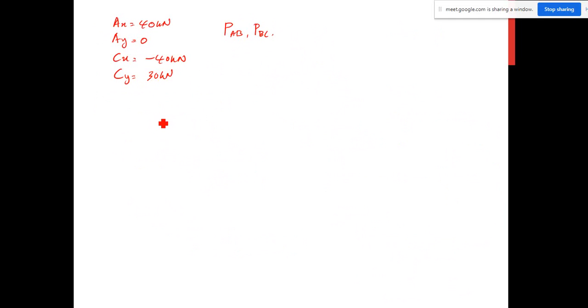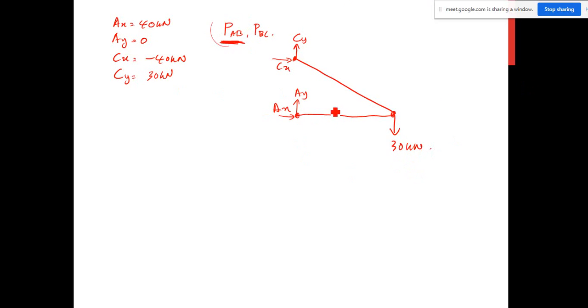If we draw the free body diagram again, here is the CY and also here is the CX, and here is the AY and here is the AX. Then we have 30 kilonewton here. So how to calculate the PAB? As I said, this is the internal force, so this is the member AB. What you have to do is the sectioning at section AB.